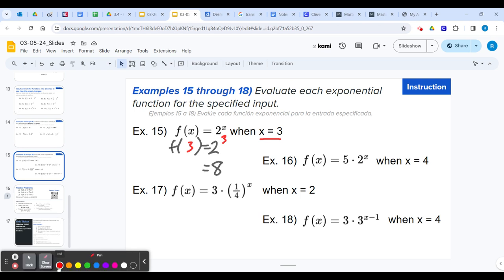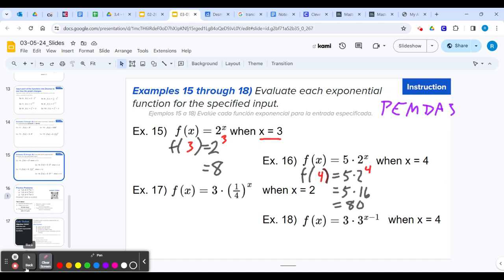Now, this next problem, f of x equals 5 times 2 to the x when x equals 4. So I'm going to plug in my 4 now for this case. f of 4 equals 5 times 2 to the 4th power. And if we think of our PEMDAS up here, we want to do our exponent before we do multiplication. So this is always going to come into play as you do this. If you do try to do it manually, you would get 5 times, and 2 to the 4th would be 16. And then you would get 5 times 16 gives you 80.